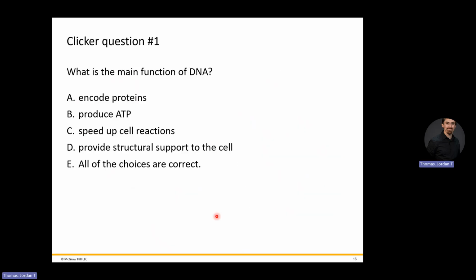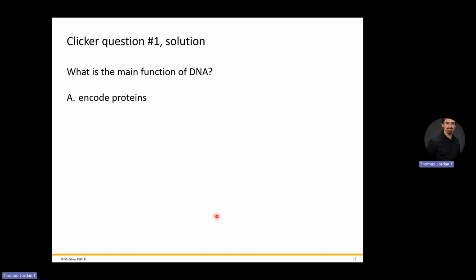So what is the main function of DNA? Pause this video and think about it, and we'll come back. Okay, so DNA encodes for proteins. It is the cookbook for the cell. It is a cookbook on how to make proteins for the cell.